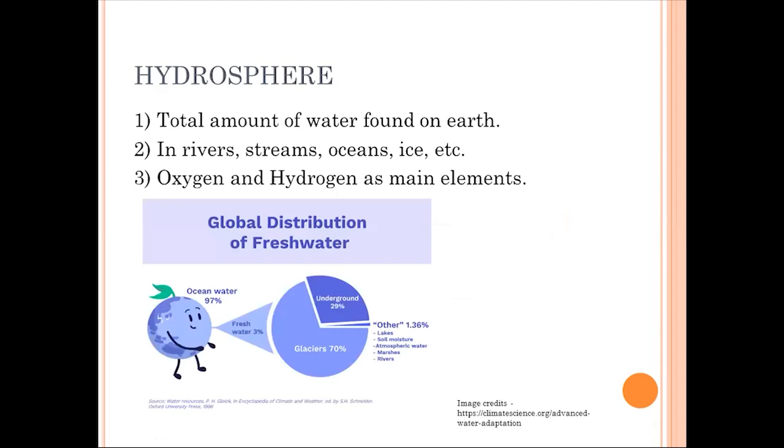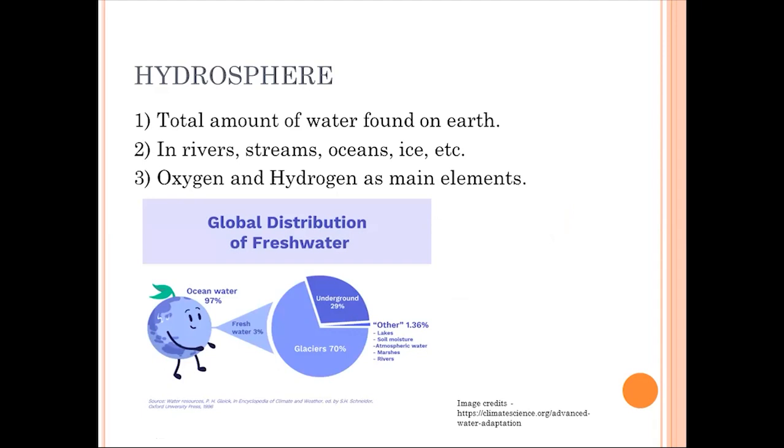Then the second component is hydrosphere. Let us try to understand what hydrosphere is. Hydro means water and sphere again is globe. So the total amount of water found on the earth is nothing but the hydrosphere.